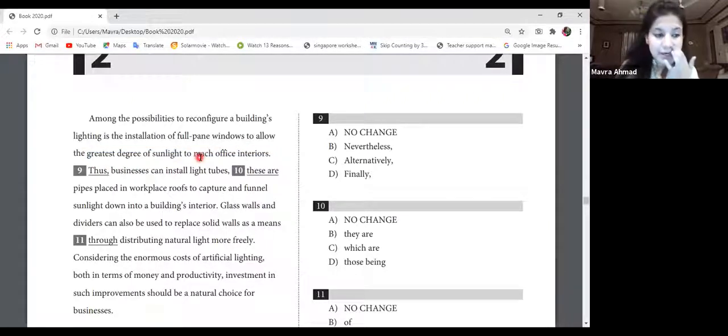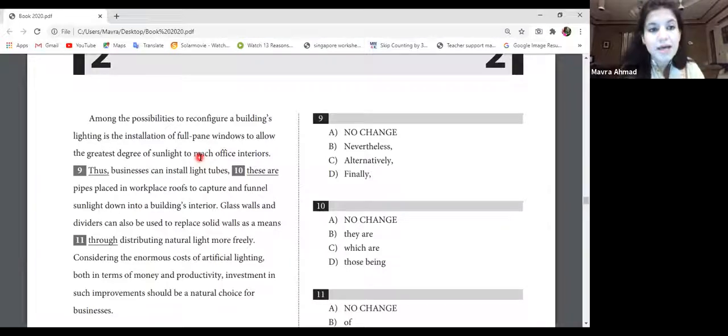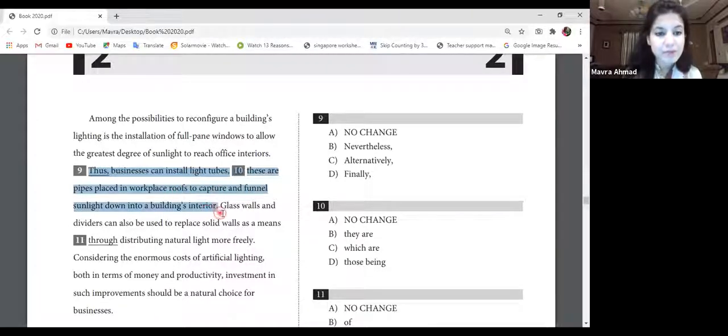Yes, अब यहाँ पर we can see that thus जो है एक ऐसा transition word है which is not making sense. This sentence is telling us about another option that companies could use. We can install full pane windows to allow the greatest degree of sunlight to reach office interiors. We are talking about possibilities here. So possibilities की जब हम बात करते हैं और फिर next sentence में हमने क्या बात की है? Thus, businesses can install light tubes. These are pipes placed in workplace roofs to capture and funnel sunlight down into a building's interior.